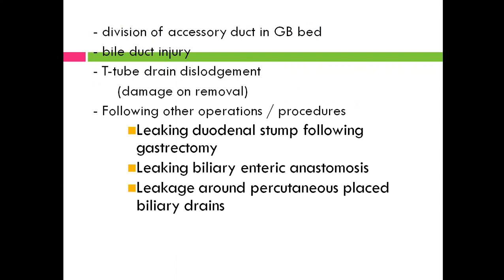So division of the accessory duct in the GB bed, which results in bile coming into the peritoneum, or a bile duct injury, or sometimes the cystic duct stump into the CBD might have got dislodged. This will result in biliary peritonitis.